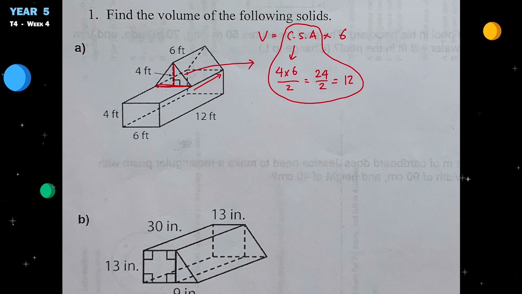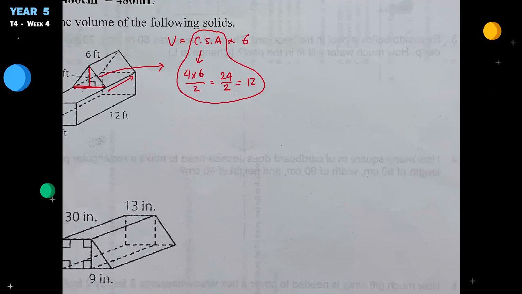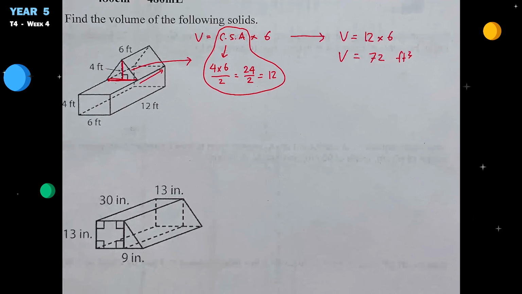So now the volume is equal to 12 times 6. 6 times 12 is 72. In this case it's feet cubed. Okay, that's just the top piece.